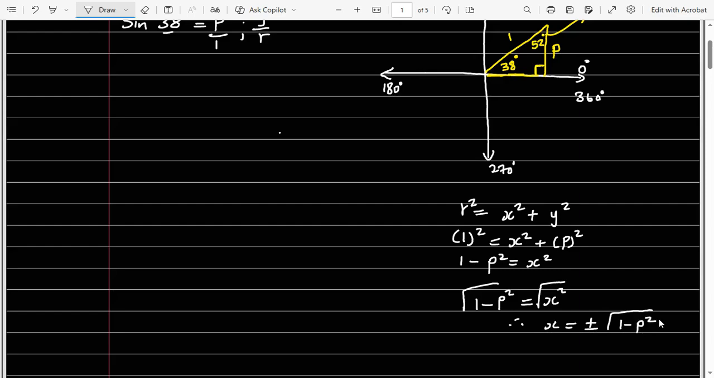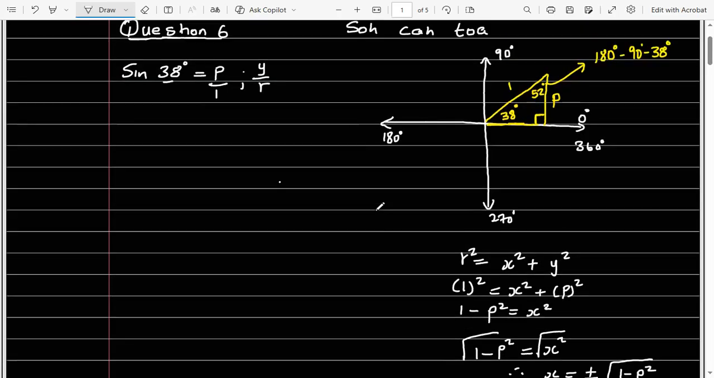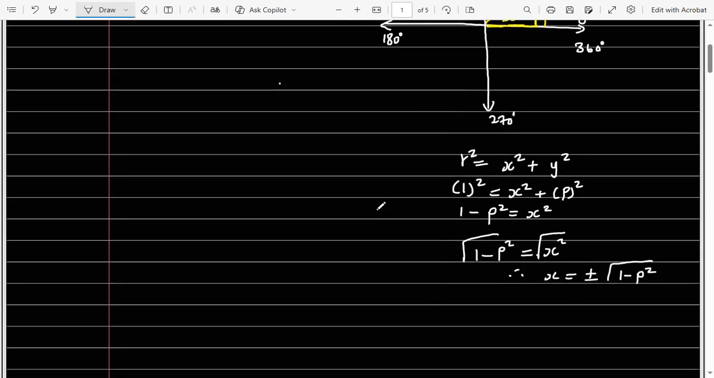Then you need to decide if your x is positive or negative. And how do you decide that? You look at the quadrant that we have our diagram, which is quadrant 1. All the x values are positive in quadrant 1. Therefore, I'm going to conclude and say x is equal to the root of 1 minus p squared. So that's my value of x.